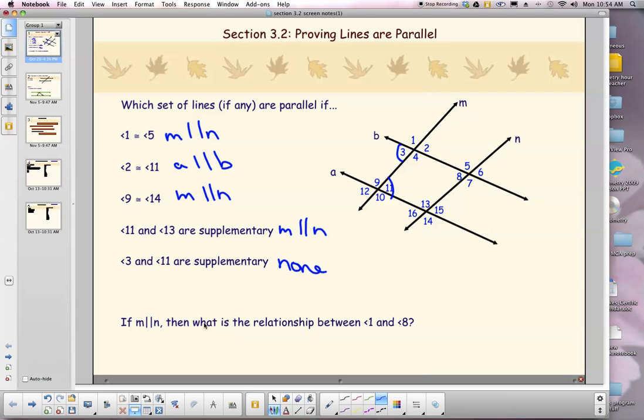Okay, just a quick review then. M and N, a review from the last lesson. If M and N are parallel, what's the relationship between angle 1 and angle 8? If they're parallel, then 1 would have to be congruent to 5 because they'd be corresponding, and 5 and 8 would be supplementary because they form a straight line. So if 1 and 5 are congruent and 5 and 8 are supplementary, then 1 and 8 would have to be supplementary. Okay, that's how that works. Sometimes you have to do this equal to this and that equal to that and do a couple steps before you get to the relationship.